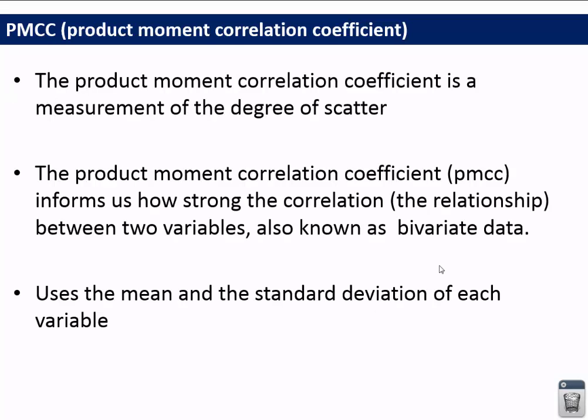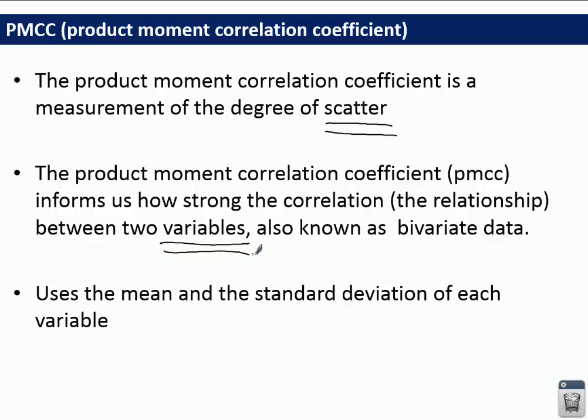Okay, product moment correlation coefficient measures the degree of scatter. So you may have already come across regression. Product moment correlation coefficient is how good or how accurate that regression line is. The PMCC tells us how strong correlation is. So you've done correlation before in GCSE. PMCC is how we can tell how strong the correlation is, and it's the correlation between two variables.